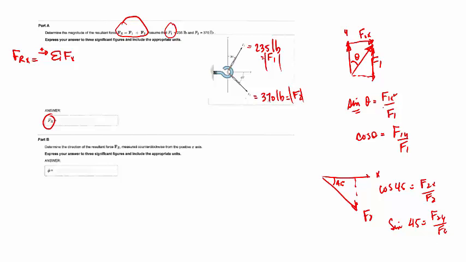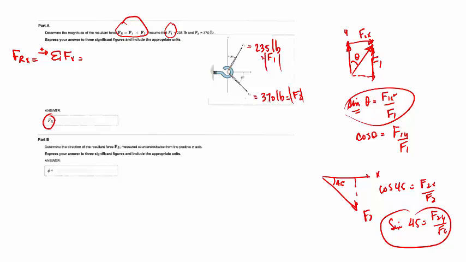So the point I want to bring here is that you cannot make the assumption that sine would always be y or cosine x, because here you can see that sine here uses F1 and x, and here is F2y. So you have to look at which is the angle that has been given and make sure you understand that.